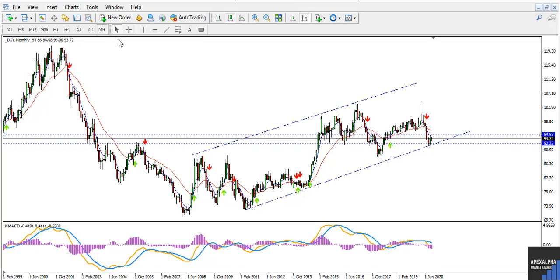So I'm on the monthly time frame now. So like I said, your intention when you look at any chart is to isolate opportunities for high probability trades.